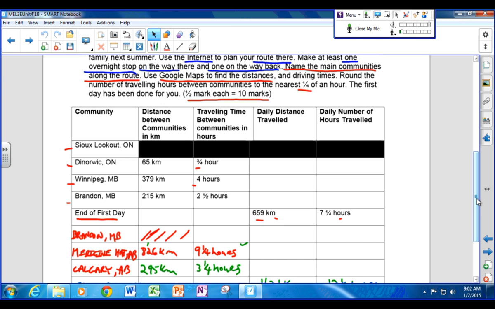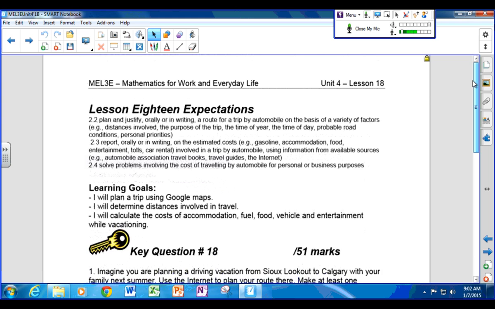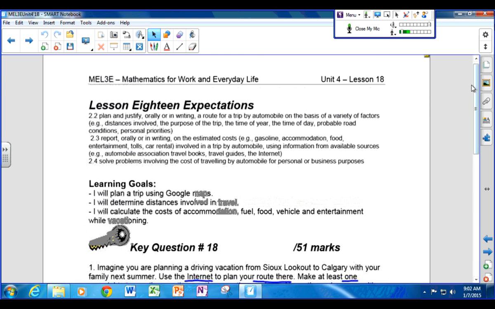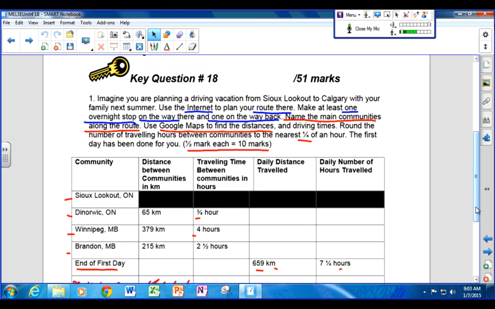All right. So yesterday we were looking at lesson 18 here, and we are on page 27 of Unit 4. And the scenario that they gave us was that you're planning a driving vacation from Sioux Lookout to Calgary with your family next summer, and that's the sort of thing that people do. This would be the time to do something like that, because then you get to figure out what you need.